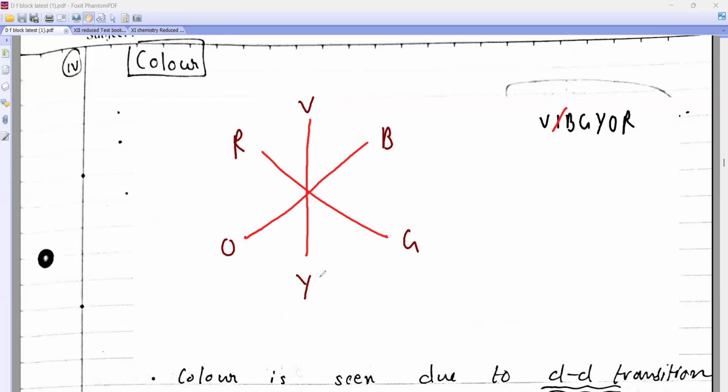Violet ka complementary kaun hai, bolo beta? Yellow. Yellow. Blue ka orange. Red ka green. So if violet and yellow will come, na beta, they will cancel and it will become white. Blue and orange will come together, then it will cancel and it will become white, colorless.